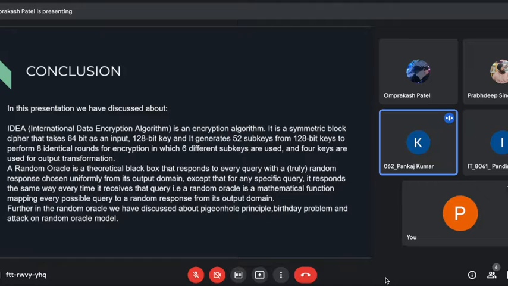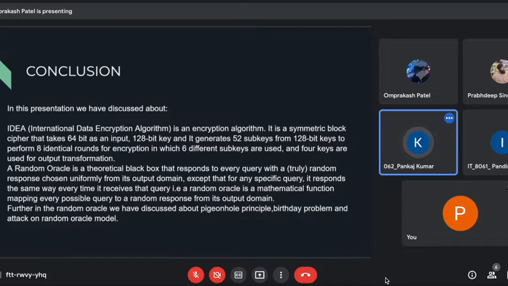Now, I would like to conclude this presentation. In this presentation, we have majorly discussed the IDEA algorithm and the random oracle model. IDEA stands for International Data Encryption Algorithm. It is a symmetric block cipher that takes a 64-bit input and a 128-bit key, and generates 52 subkeys from the 128-bit key to perform 8 identical rounds of encryption, in which 6 different subkeys are used per round, and 4 keys are used for output transformation.